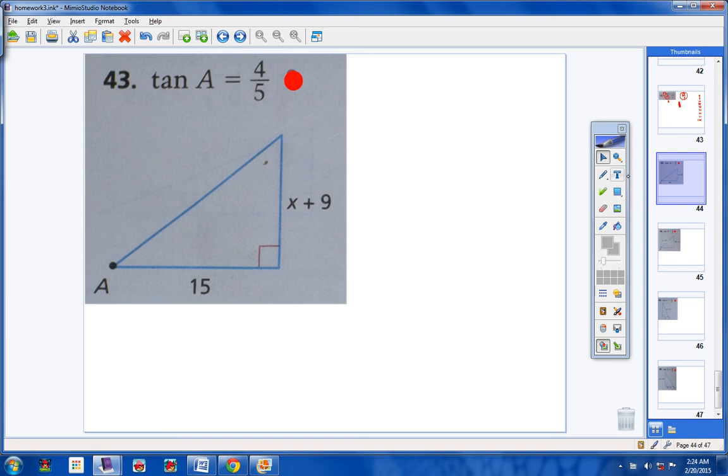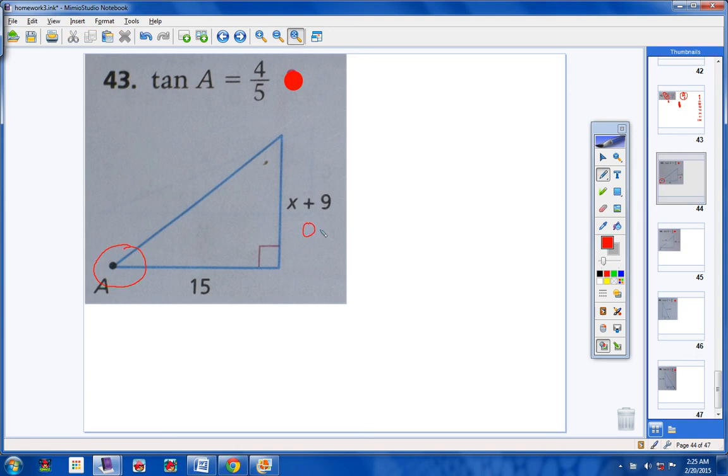Number 43. All right, now, these are pretty tough, so if you'll listen to me, I can really help you, but you need to listen, okay? Now, look up here. How in the world can we find what x is? We don't know angles. We don't know the length over here. Well, one thing they tell us is the tangent of A is 4/5. Now watch. Please watch what I do, students. I circle angle A, okay?